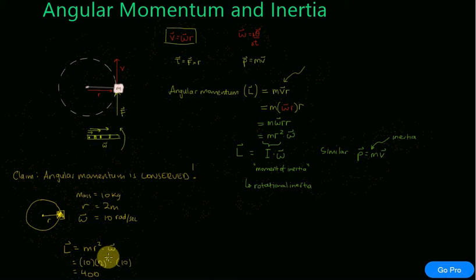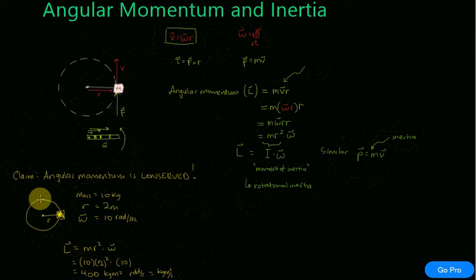And what are our units? Mass is in kilograms, distance is in meters squared, so I'm sitting with kilogram meters squared, multiplied by radians per second. Radians is a unitless number, so this just simplifies to kilogram meters squared per second. It doesn't have a special name like a Newton or anything like that. We can just leave it in that format.